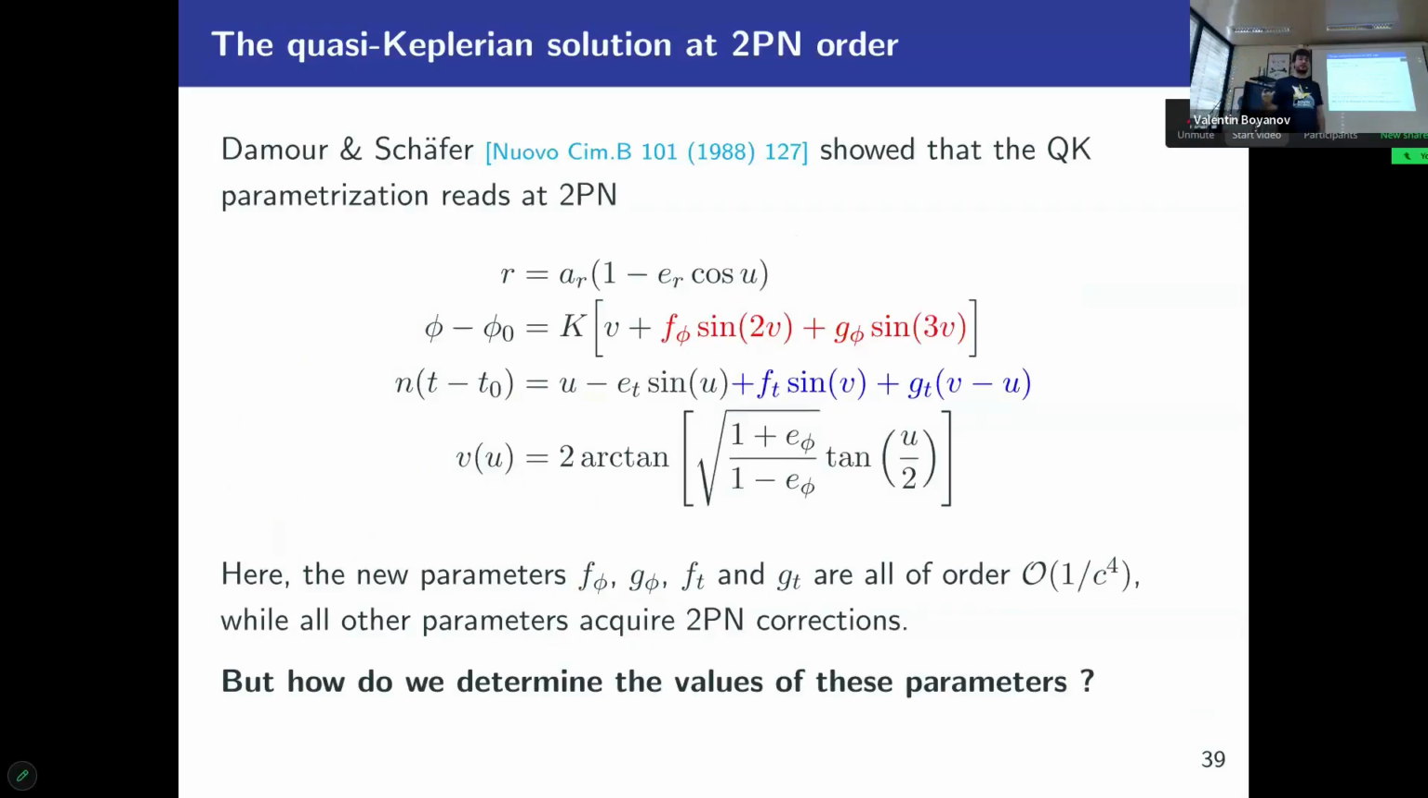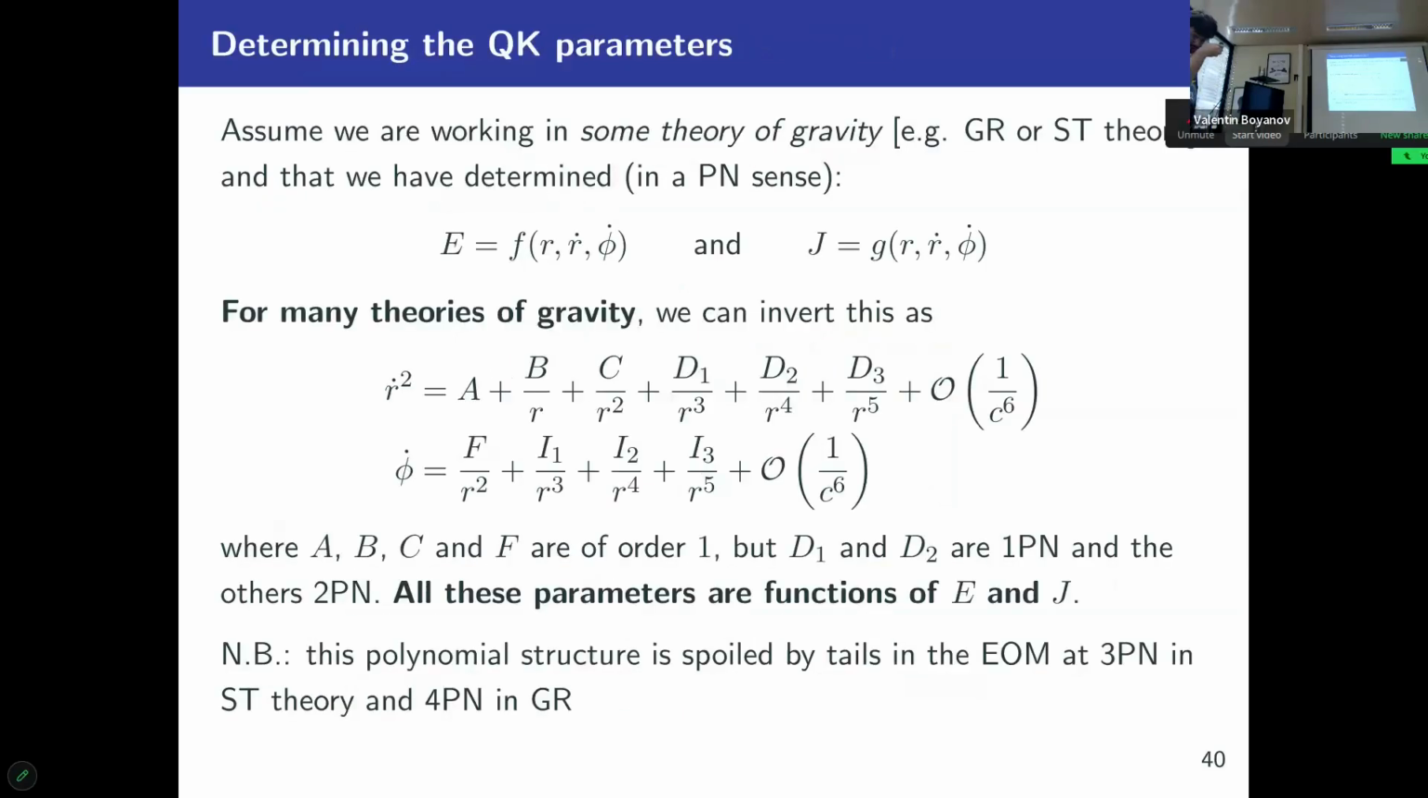And now if you go to 2PN order, in GR this was shown by Damour and Schäfer, that you can further modify your parametrization by adding these extra terms here. Okay, so this is the whole parametrization we have in GR. And we didn't have this in scalar-tensor theory, so the first part of the work I've done was to extend this to scalar-tensor theory, and actually even more generic theories, as I'll show you.